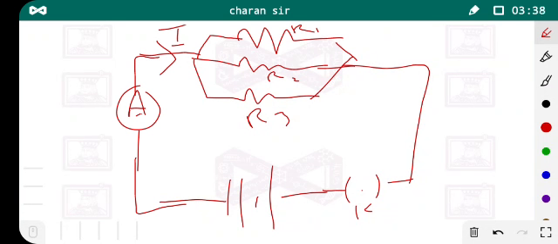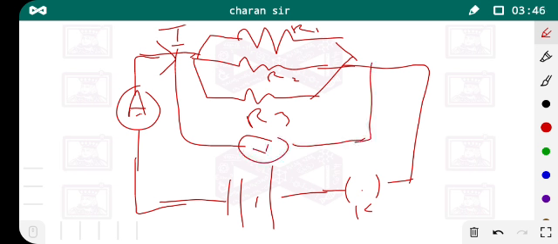Now for measuring the voltage difference across this combination, we connect the voltmeter. We close this key and note down the values of the milliammeter and voltmeter. Suppose the milliammeter value is I and the voltage value is V. This I is the total current through the circuit, and this V is the voltage difference across this combination of three resistors. Now we remove this ammeter and voltmeter.